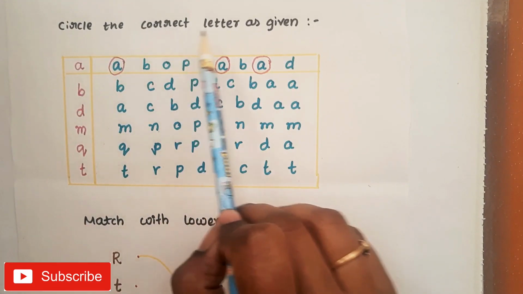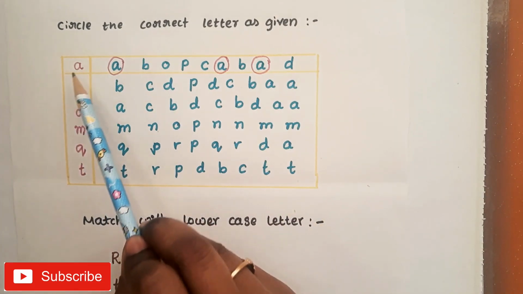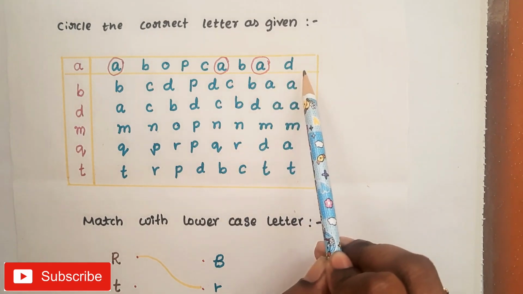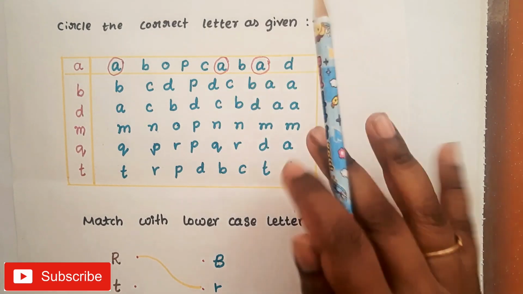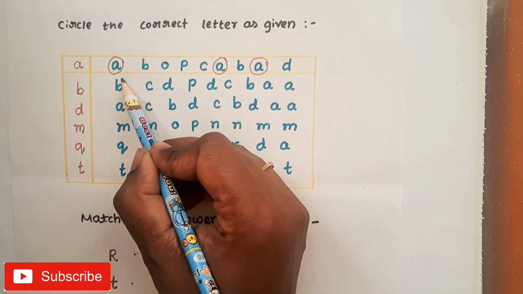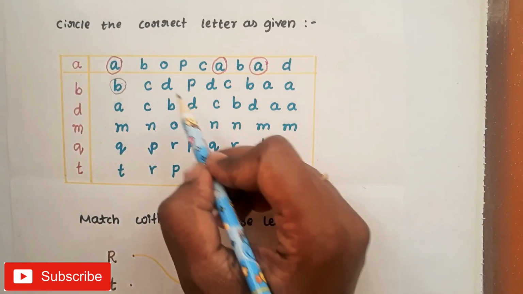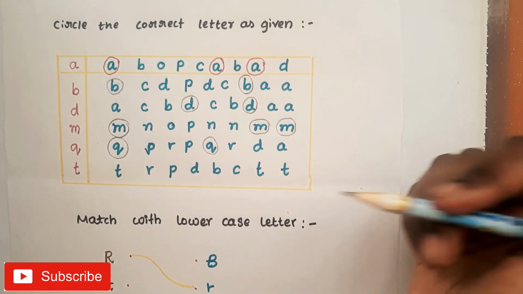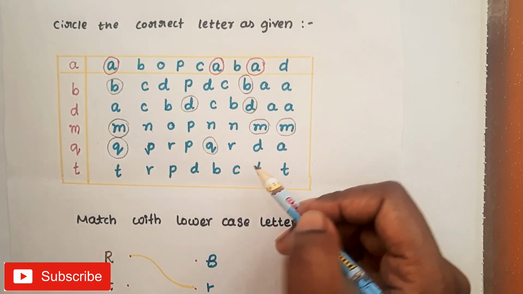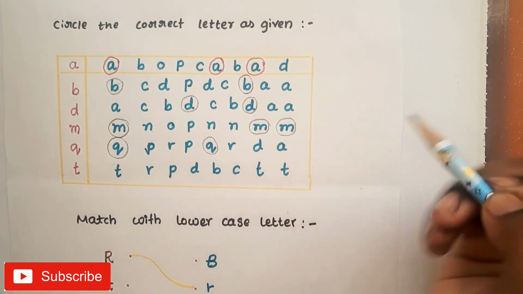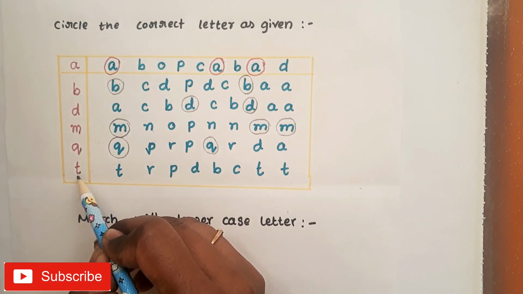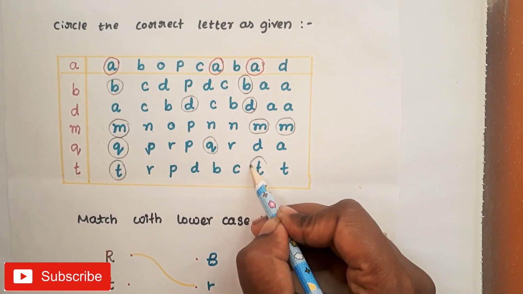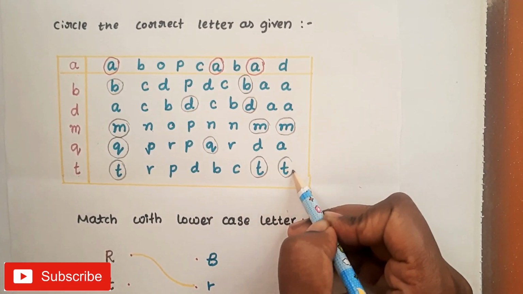Next we have circle the correct letter as given. So here I have given letter A. The kid needs to identify letter A in this row and circle it out. Second one, B, lowercase b and B. Instead of circling, we can also ask them to color it out or scratch it off, anything. So next we have lowercase t, T.